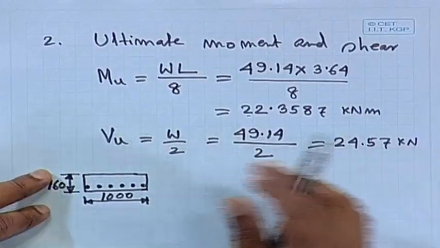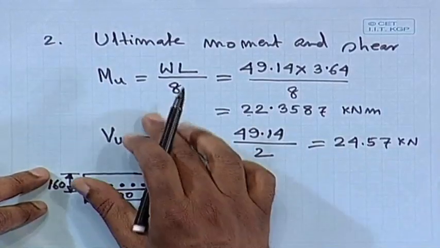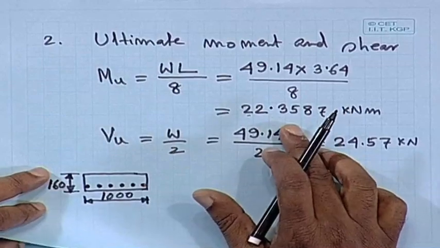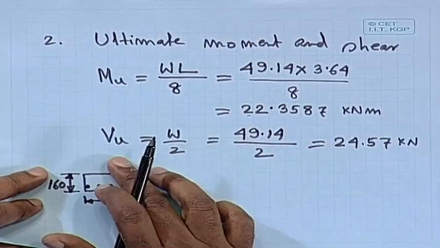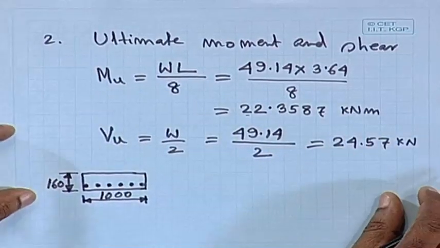And finally, we get the ultimate moment and shear, which we need for design: Mu equal to 22.3587 and Vu, the shear force, 24.57. So, let us start.